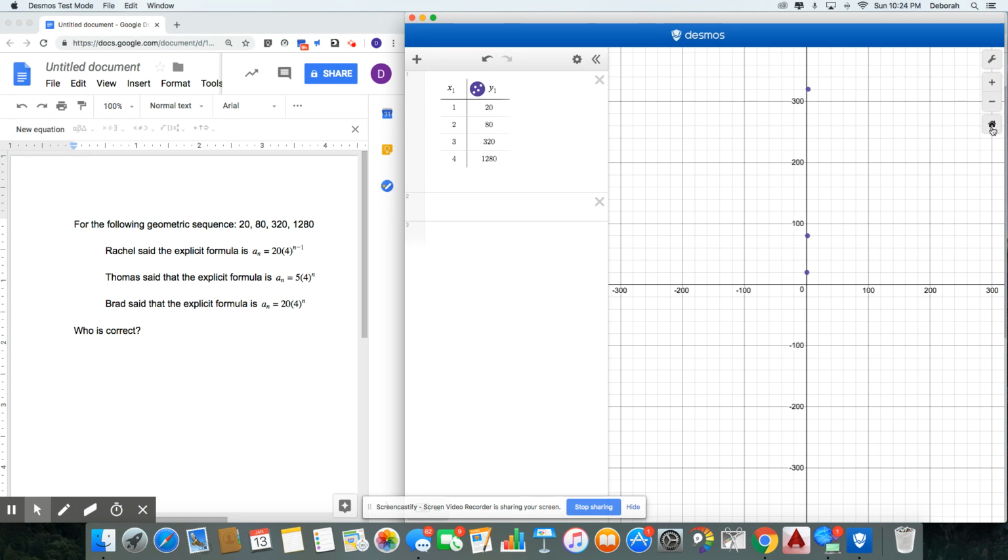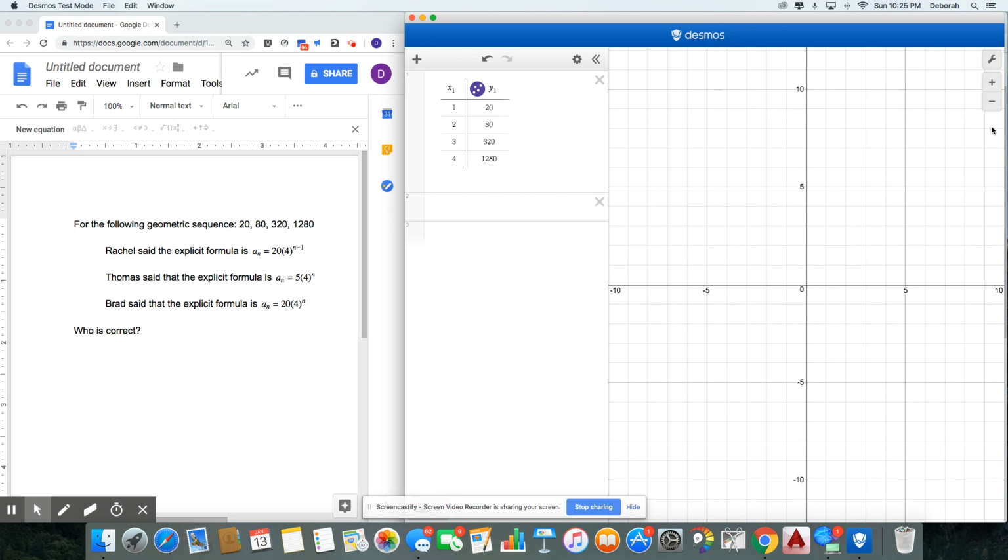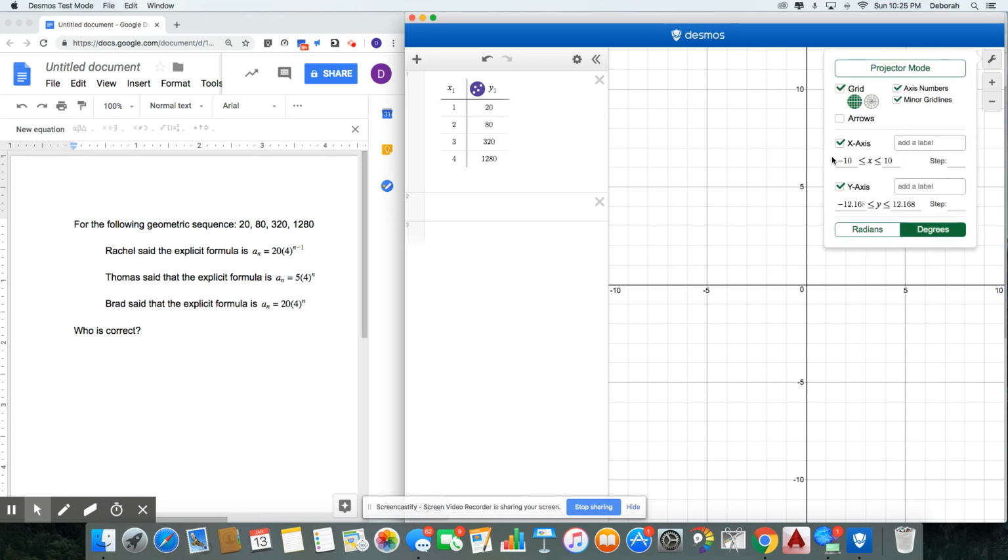So I'm going to click the home to go back to a normal screen. And then I'm going to use this little wrench button so I can see all four of my points. So when I click this wrench button, it's going to give me a place where I can enter my domain and my range, or my X values and my Y values, to cover all of this.